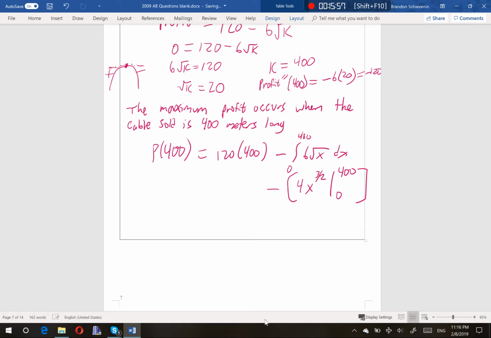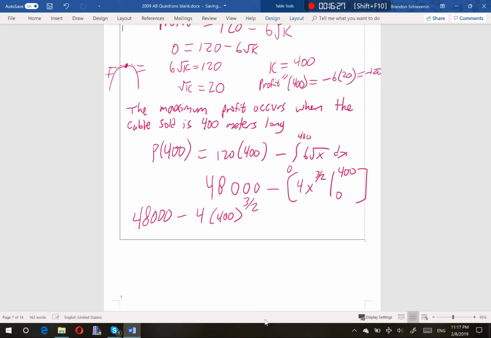which will give me 48,000. Okay, so I'll plug in my upper bound and subtract my lower bound. When I plug in my lower bound of 0, I get 0, so I only need to plug in my upper bound. So this is 48,000 minus 4 times 400 to the 3/2 power.